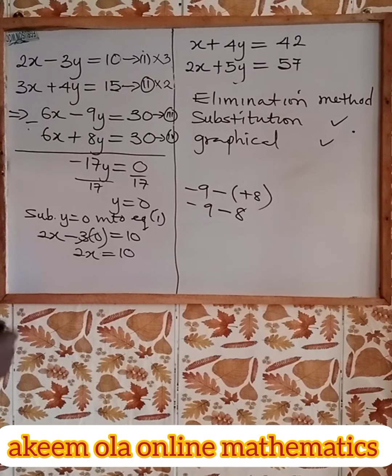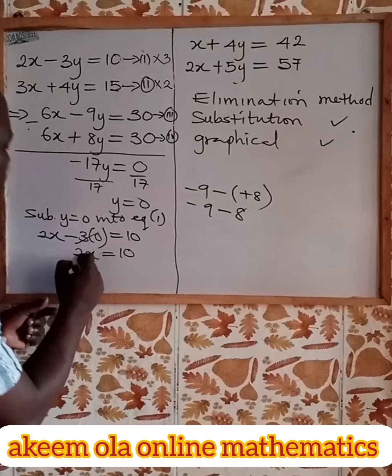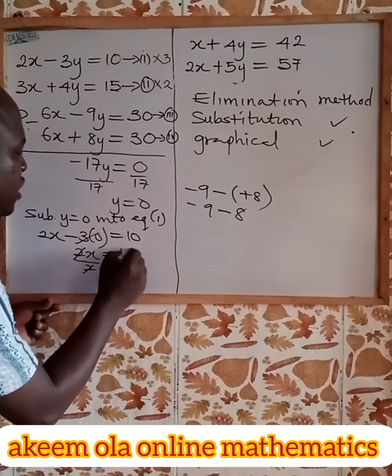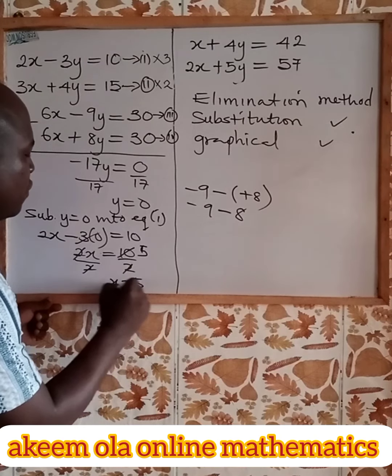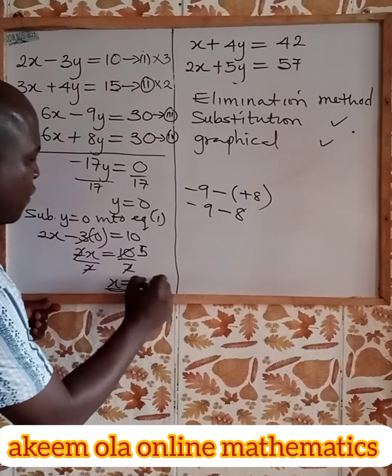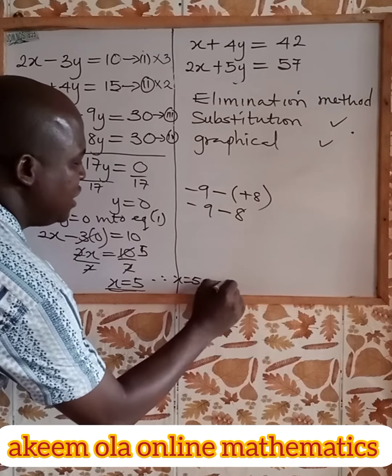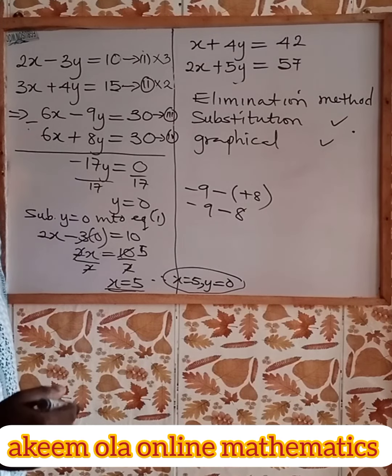Of course, if you have an equation like this, you need to find the value of x. For you to do that, you divide both sides by 2. If you divide both sides by 2, 2 will cancel. 2 here is 1. 2 in 10 is 5. So x will now be equal to 5. So therefore, x is 5 and y is equal to 0. That is the solution to the first equation.